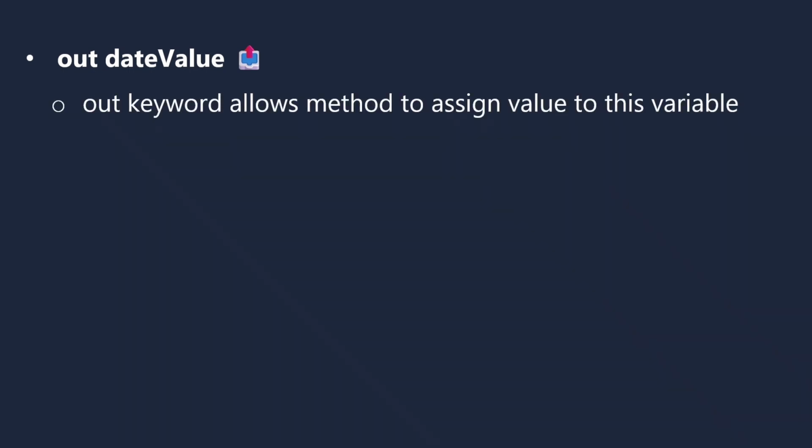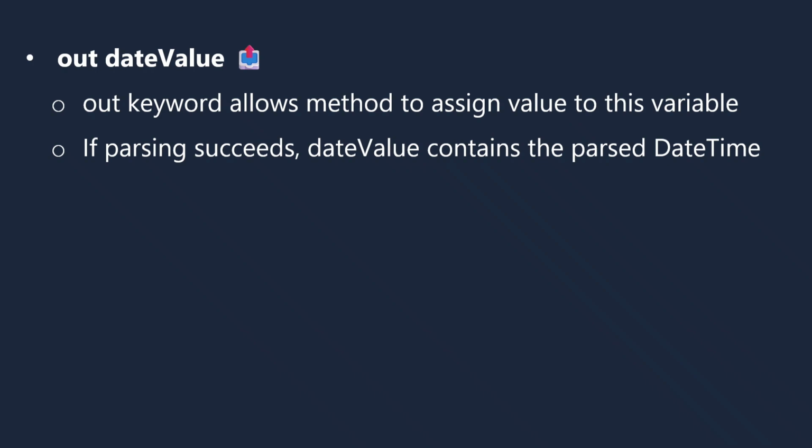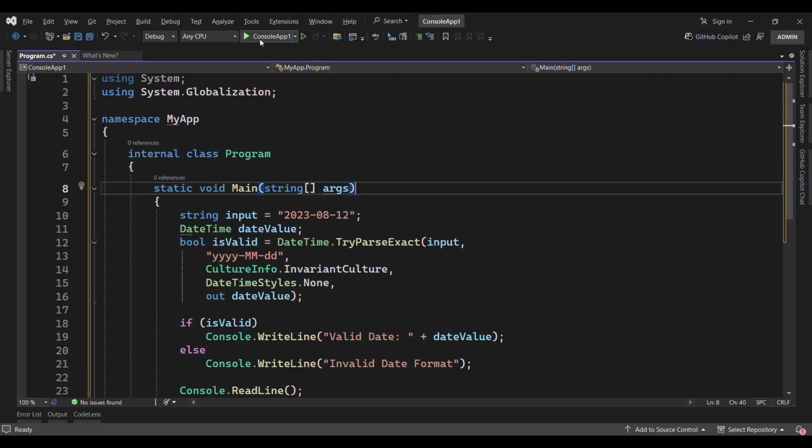And the out parameter. The out keyword means this parameter will be assigned inside the method. After parsing, if the method returns true, dateValue contains the actual DateTime value parsed from the input string. So that's how you can safely validate date strings in C# using TryParseExact. It helps prevent exceptions, ensures your input is in the exact format, and works consistently regardless of system culture.